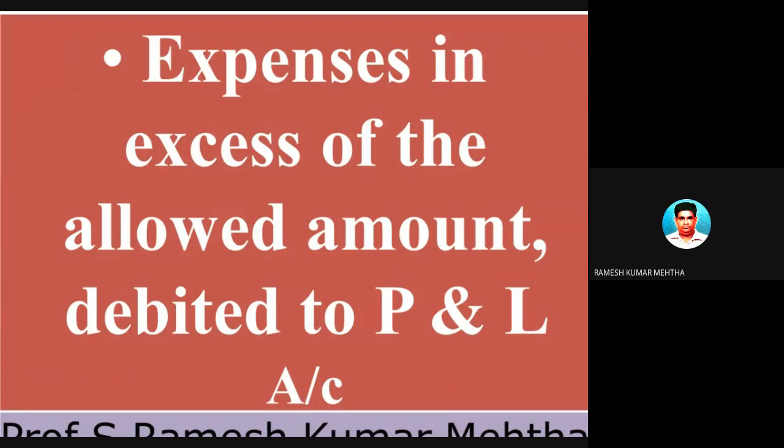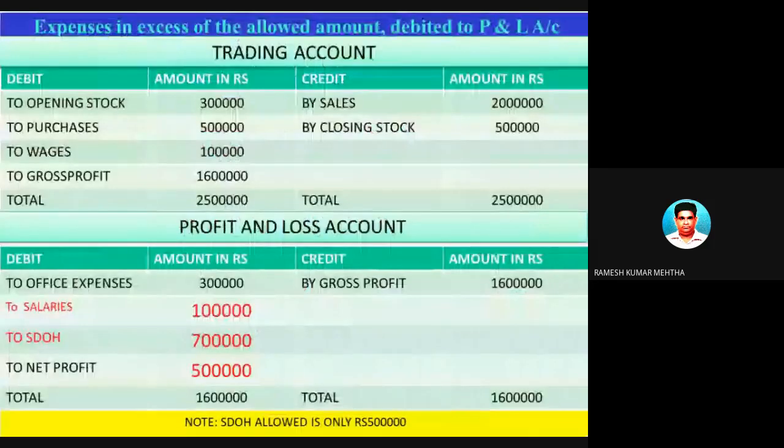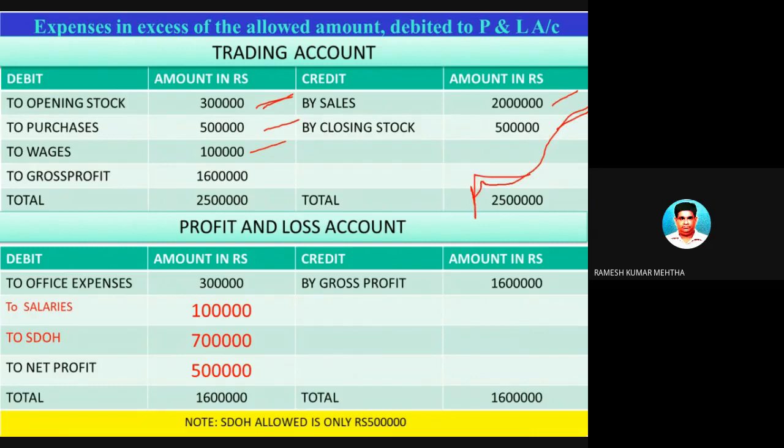Let's understand it with a small example. The same trading account: 3 lakhs of opening stock, purchases of 5 lakhs, wages of 1 lakh, and sales of 20 lakhs. The closing stock is 5 lakhs, and the total is 25 lakhs. The total is carried on the debit side of profit and loss account, and the gross profit is 16 lakhs from trading account. Gross profit is brought down, 16 lakh rupees, the total is 16 lakh rupees.